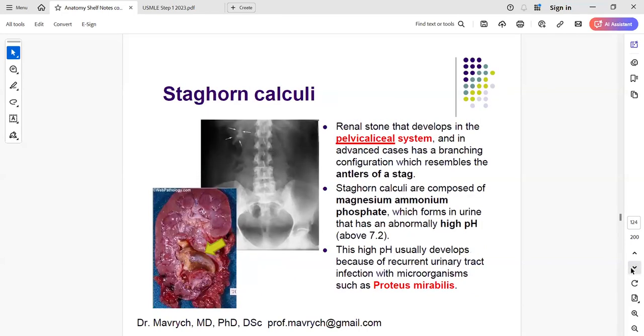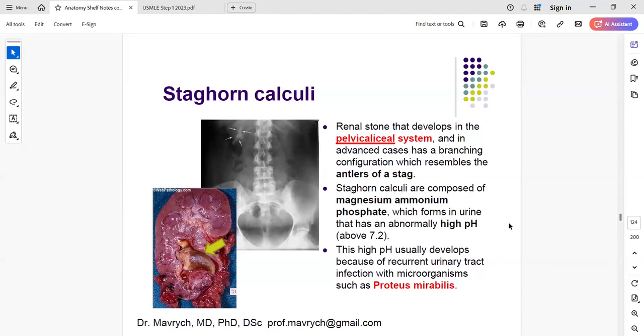So, staghorn calculi, once again, is one of their favorites. They are composed of magnesium ammonium phosphate. This composition is very important. They do ask it in UWorld, what is a staghorn calculi composed of? It's composed of this thing, magnesium ammonium phosphate. The pH is high. It's basic. Because whenever there is ammonia, the pH would be high, right?